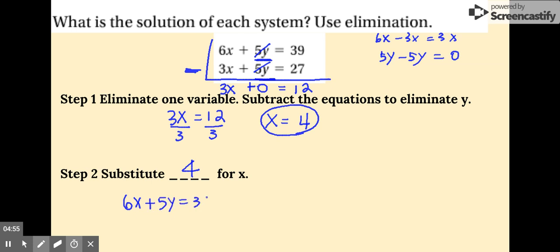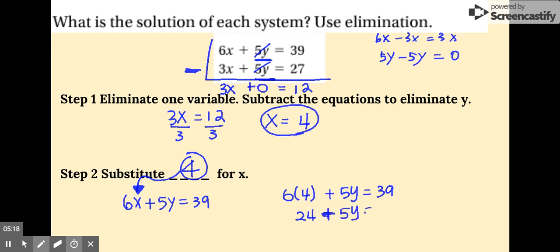5y is equal to 39. Now you're going to plug in 4 for x, because I just found x is equal to 4 from step 1. So now 6 times 4 plus 5y is equal to 39. Now let me just simplify. It should be 24 plus 5y equals 39.